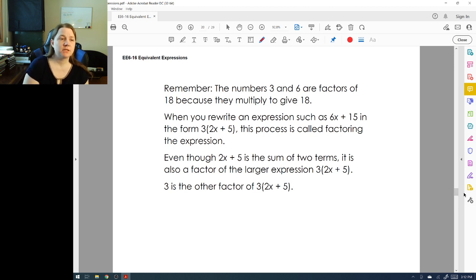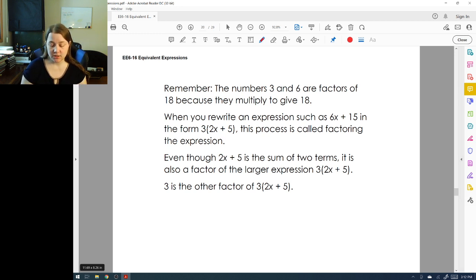Remember that the numbers 3 and 6 are factors of 18 because they multiply to give 18. When you rewrite an expression such as 6x plus 15, this process is called factoring the expression. Even though 2x plus 5 is the sum of the two terms, it's also a factor of a larger expression, 3 times 2x plus 5.